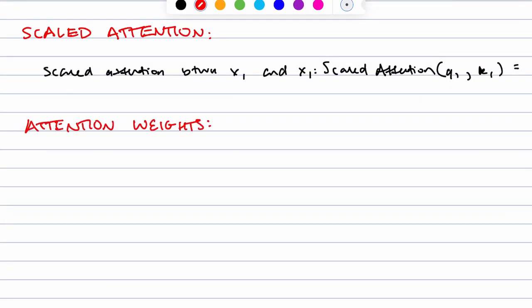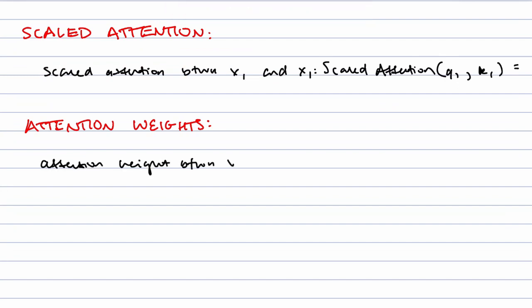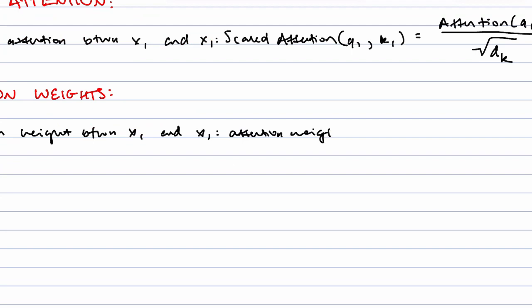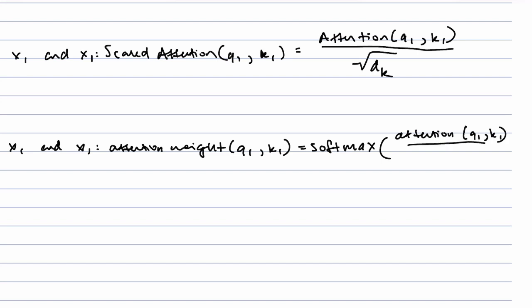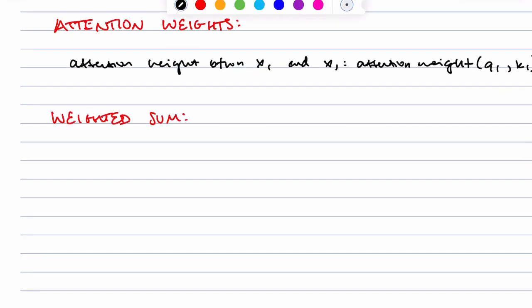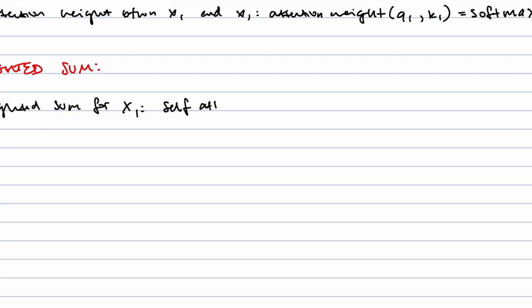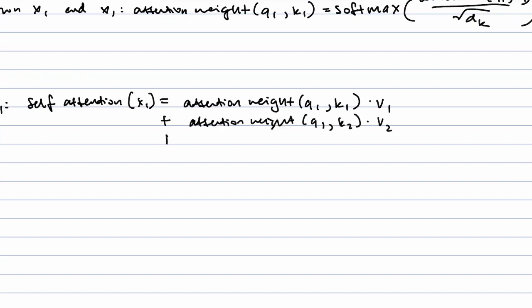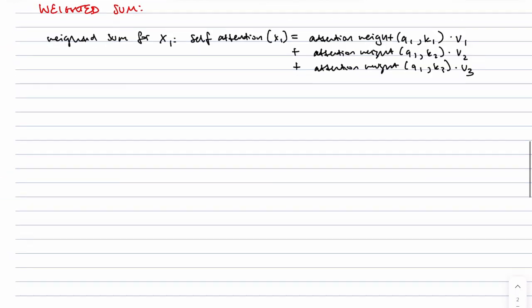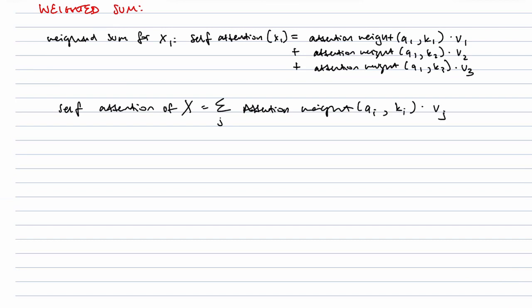Then we pass the scaled attention score through a softmax function that sums up to 1. The softmax function converts vectors of real numbers into a probability distribution, and this represents the attention weights. So this weighted sum is the self-attention output for x1. We have to repeat this process for x2 and x3 to get the self-attention outputs for all the elements. Then the self-attention of the whole sequence x is the weighted sum of all the value vectors. This is the mathematical output y of using self-attention on sequence x.